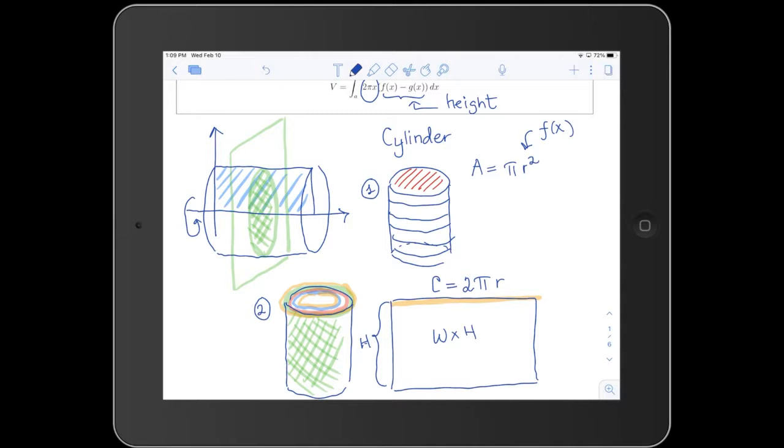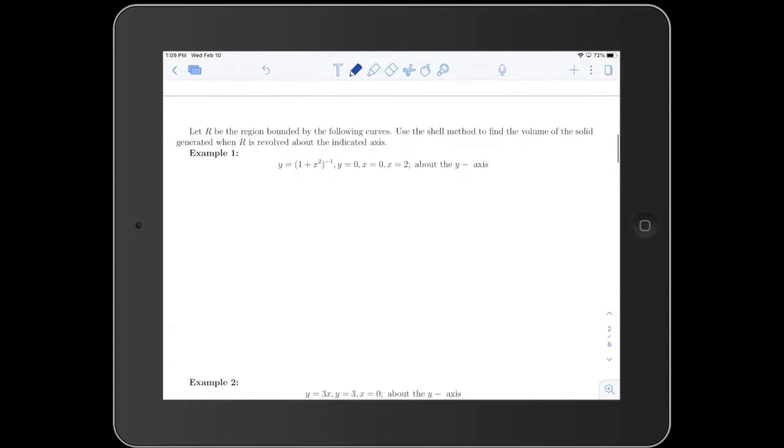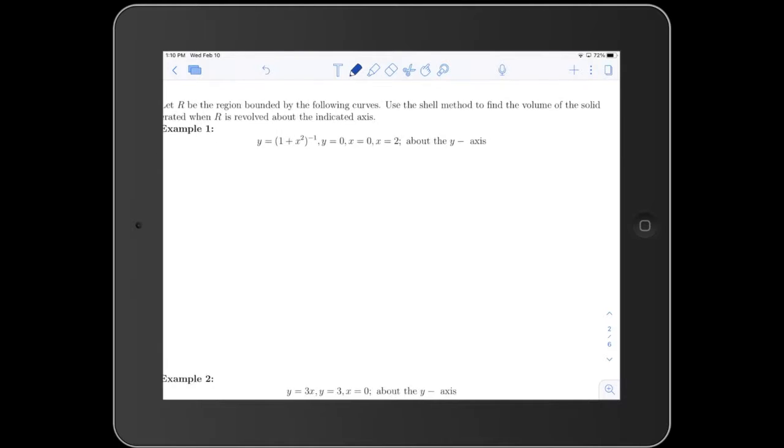Now let's go ahead and actually apply this. All right, so I have 4 examples for you guys, and you will see that we're going to have 2 examples where we rotate something about the y-axis, and then 2 more examples when we rotate something about the x-axis. The setups fundamentally will be the same, but we will have different variables of integration, and that's going to be important. So let's take a look at the first problem.